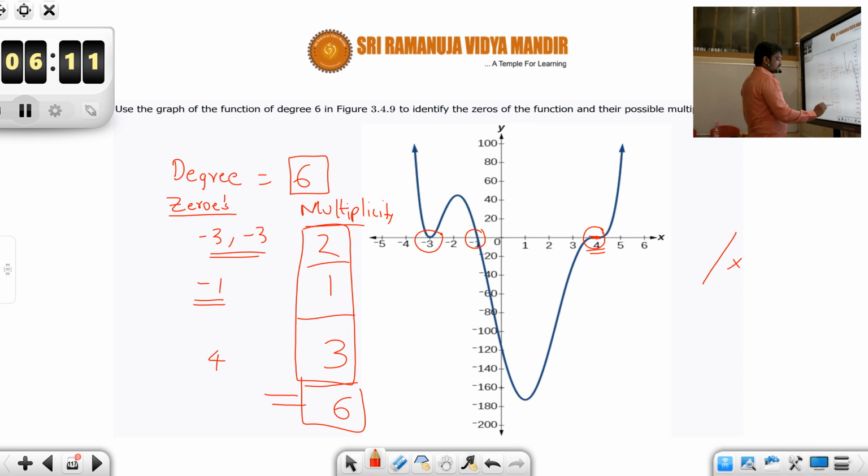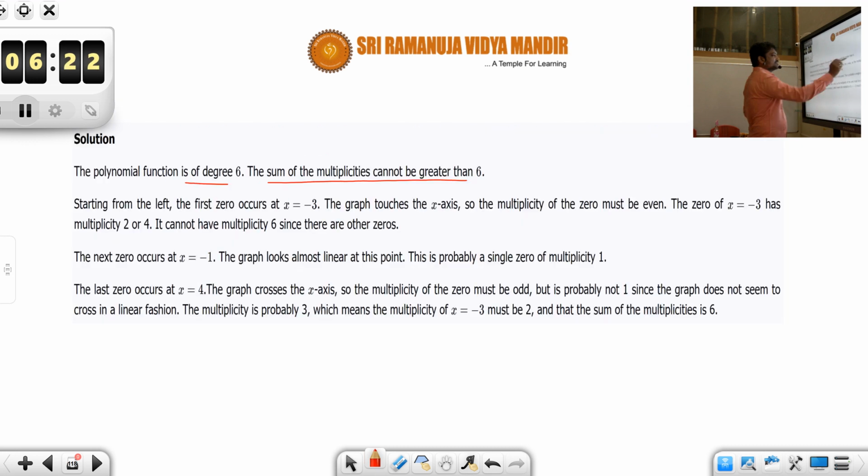So the polynomial function is of degree 6. The sum of the multiplicities cannot be greater than 6. This is the point which we have discussed before, when we concluded our last lecture.